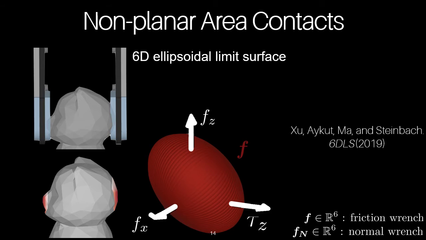Grasping with compliant gripper jaws on a non-planar surface leads to non-planar area contacts, shown here on the left. For such contacts, the normal and friction wrenches are both 6D and can be constrained by a 6D ellipsoidal limit surface. On the right, we show a 3D projection of the 6D ellipsoid. The ellipsoid is typically not axis aligned, since the chosen axes for the contact are typically defined with respect to the gripper approach vector, and when one dimension of the friction wrench reaches its maximum, it does not imply that the other dimensions are 0, as in the planar case.